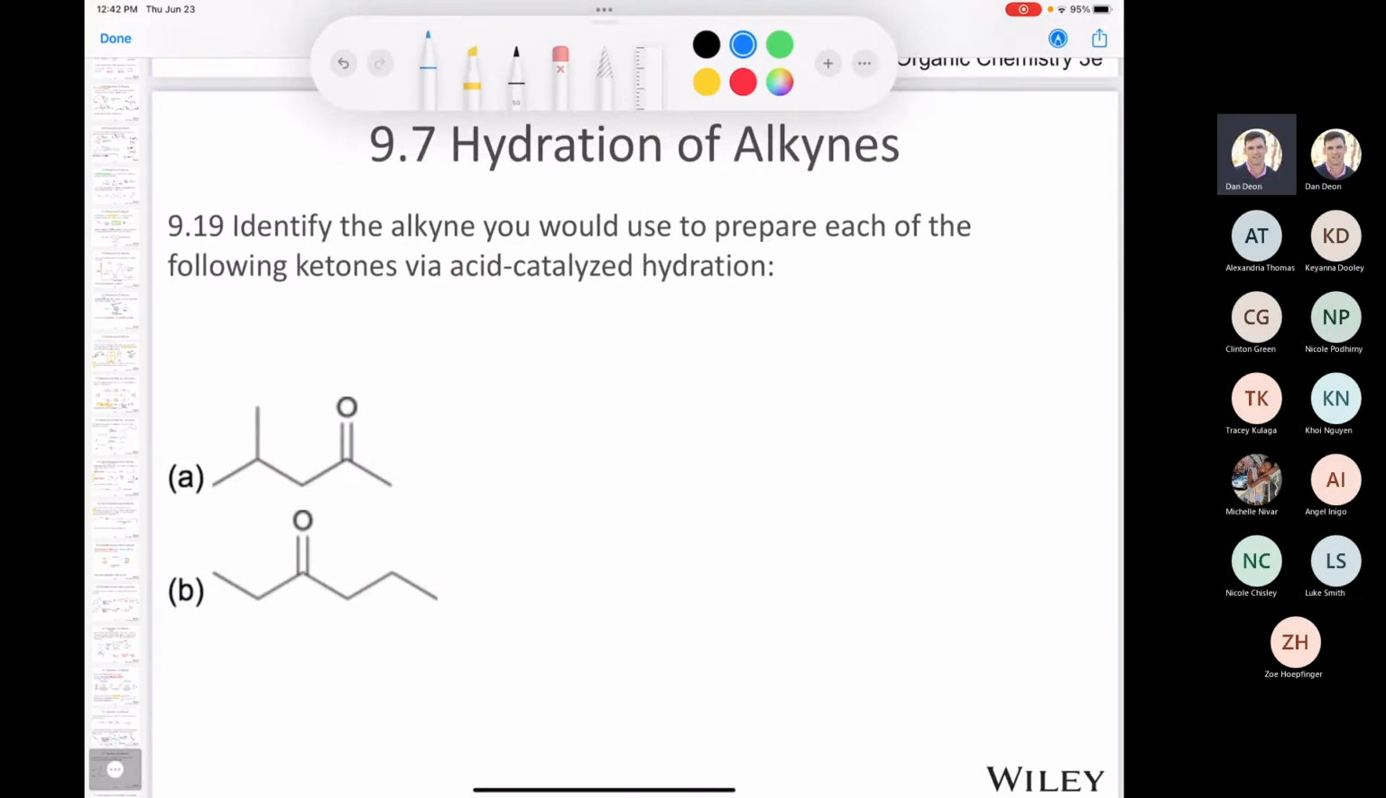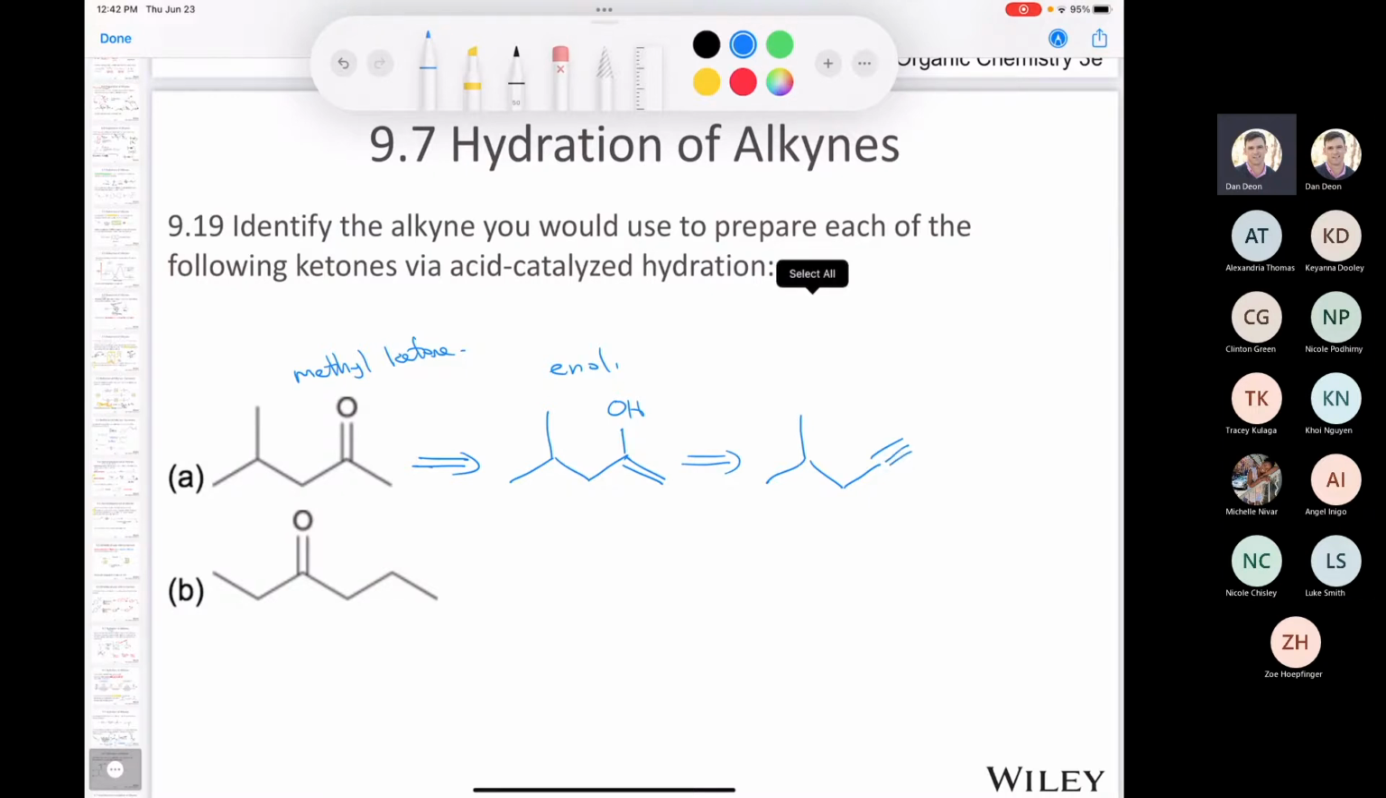Now we have what? It says, identify the alkyne you would use to prepare each of the following ketones. So now we're trying to come up with the starting material that we'd want to use to make this ketone. And if we have a methyl ketone, which this is a methyl ketone, if we think in terms of retrosynthesis, the enol would be this, where the double bond would be here. Okay, like that. That would be the enol form. And where is that going to come from? That is going to come from this compound, where we have the triple bond right here, like that.